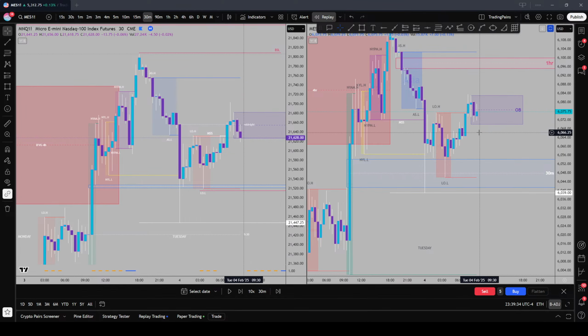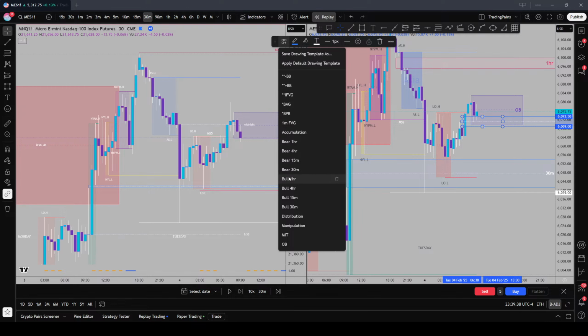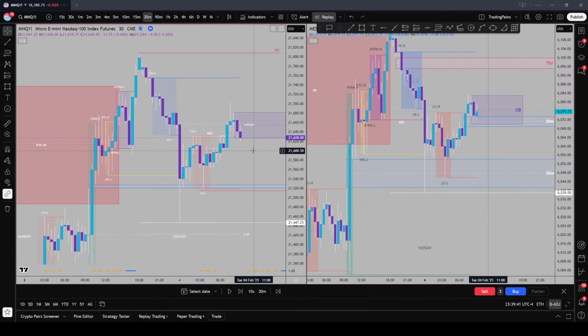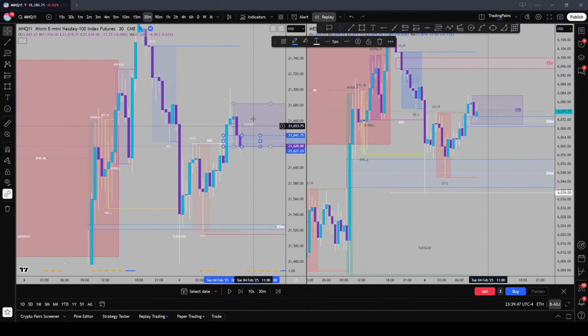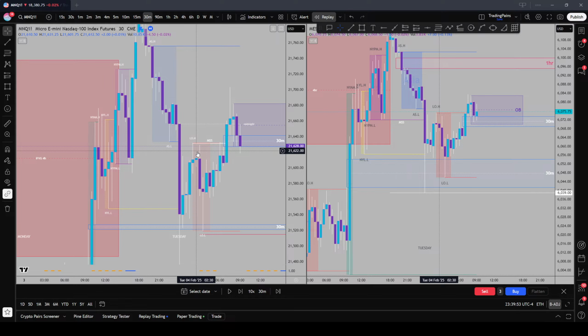Same here. It tapped into this 30-minute fair value gap, as well as right here. But this one looks like it's almost disrespecting it. So I guess what I really want to see is, because like what? This is a high, it's a low, and the high. So this just took it out. Bearish breaker block looks like this.